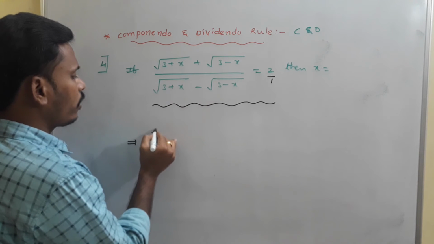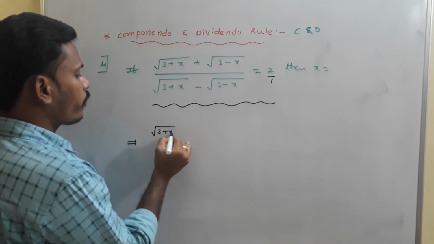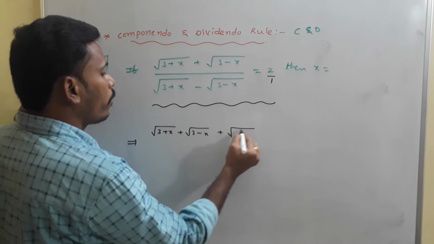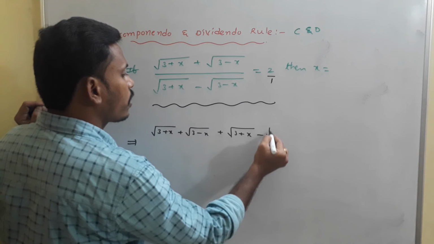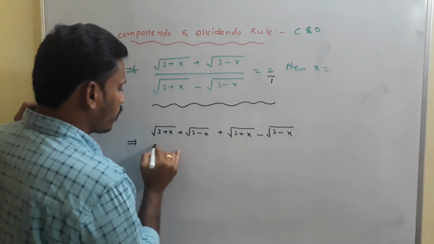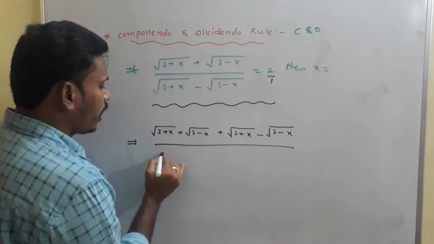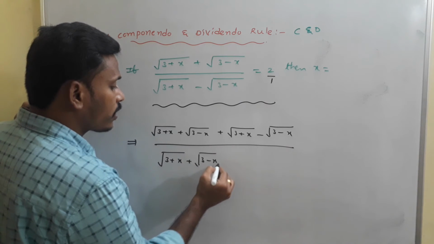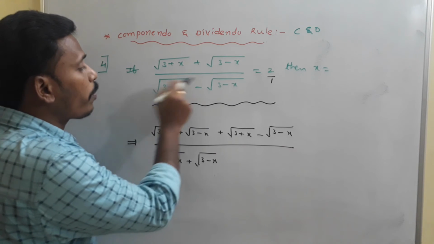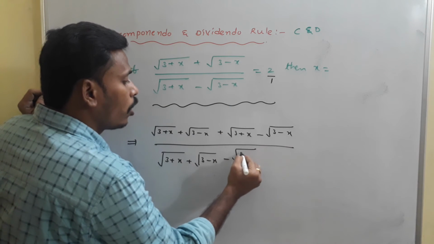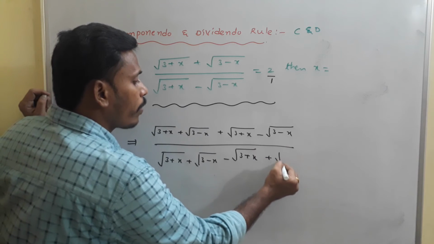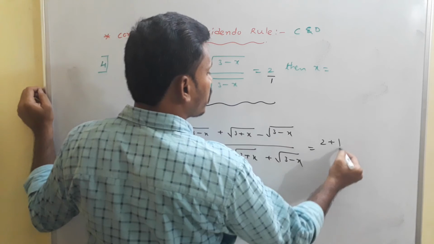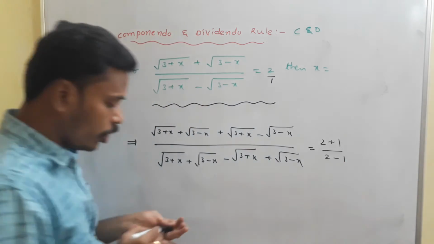This side, in the numerator, what is that numerator? Root of (3 + x) plus root of (3 - x), plus the denominator, root of (3 + x) minus root of (3 - x), divided by numerator minus denominator. Root of (3 + x) plus root of (3 - x), minus denominator. So you just apply minus for this. Minus root of (3 + x), minus of minus is plus root of (3 - x). This side again numerator plus denominator by numerator minus denominator.